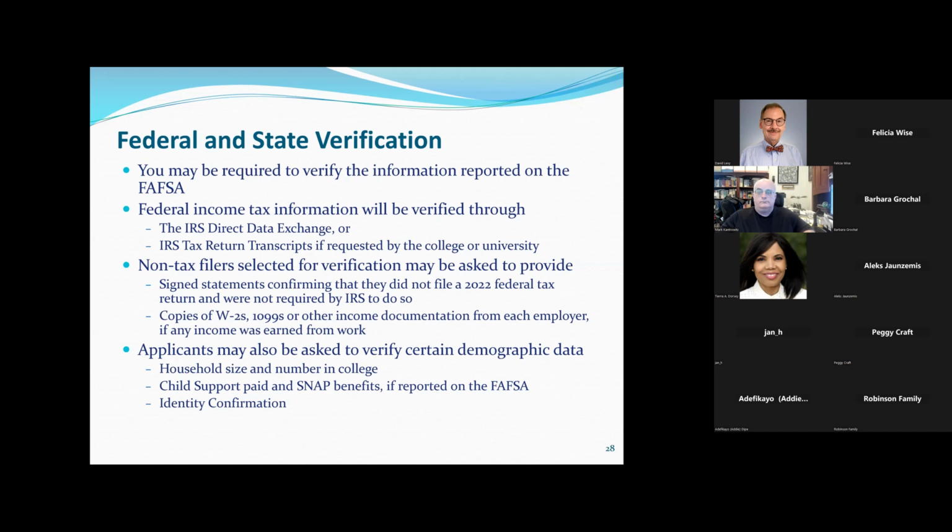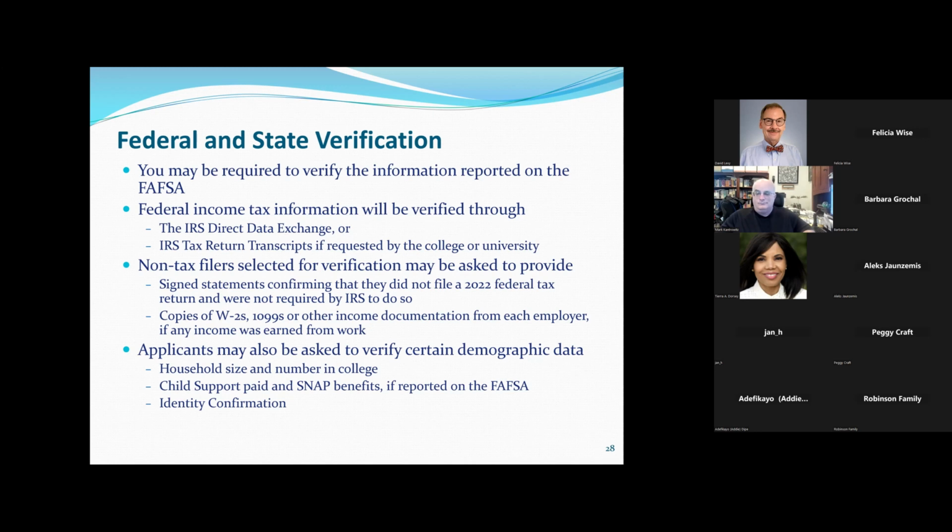The toll-free number is 1-800-908-9946. If you'd like to get that IRS tax return transcript, you can call 1-800-908-9946. By the way, they are closed today for the President's Day holiday.